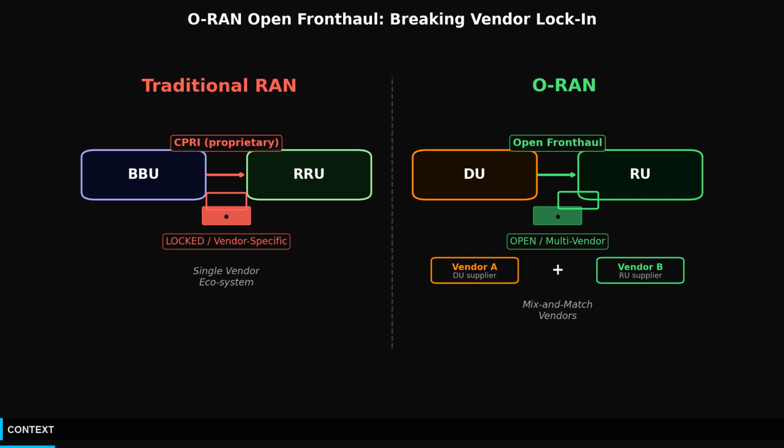It is not, because the moment you open the interface, you have to agree on exactly where to cut the signal processing chain. Cut it in the wrong place, and your fronthaul bandwidth explodes, or your radio gets too expensive. That decision is the functional split. And the choice the industry landed on is called 7-2x. Everything else in this video flows from understanding that split point.